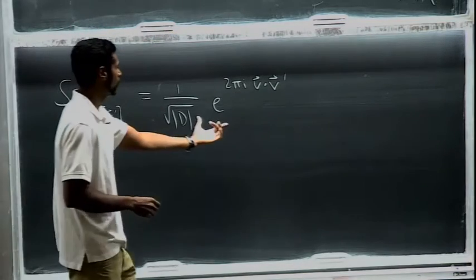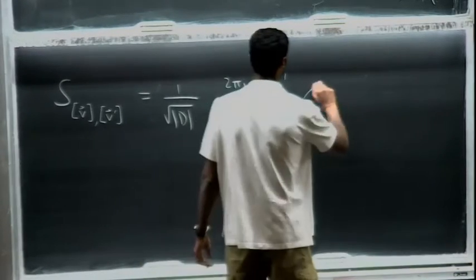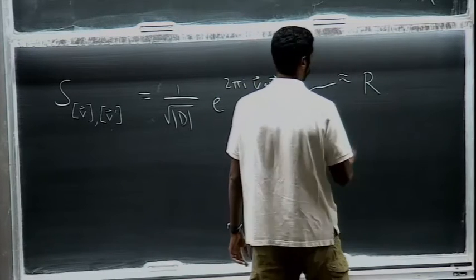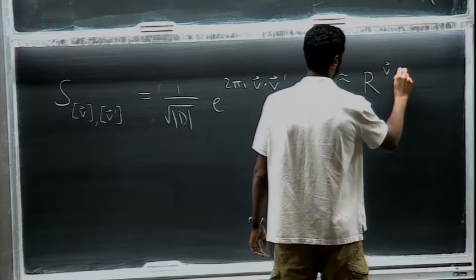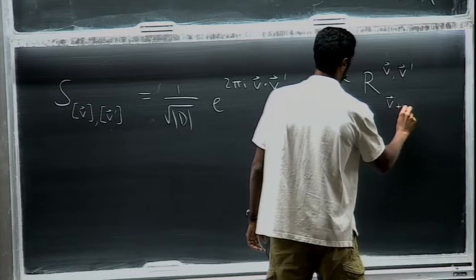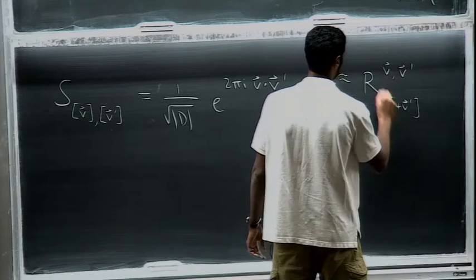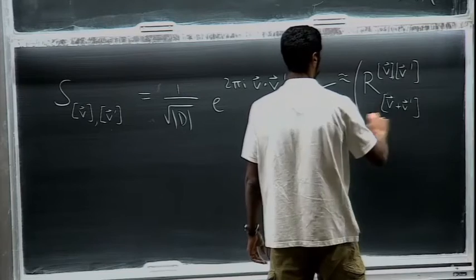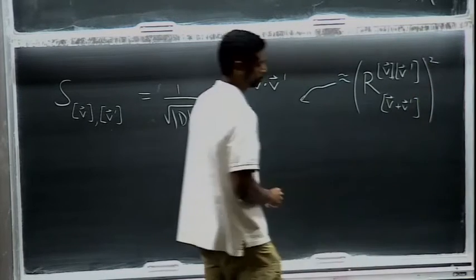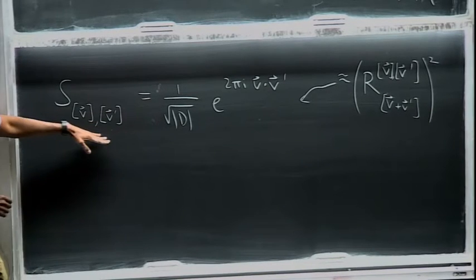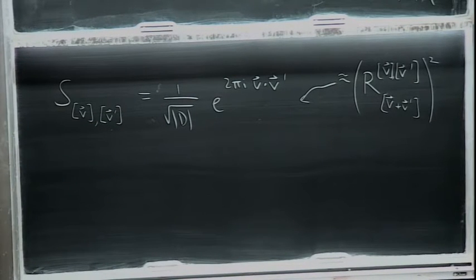In fact, if you think about what this is, this is basically the square of what we, in R matrix notation, would have called R_{v,v'}, v plus v', but with an extra normalization factor so that this thing viewed as a matrix is a unitary matrix.